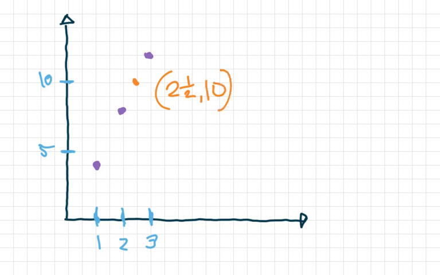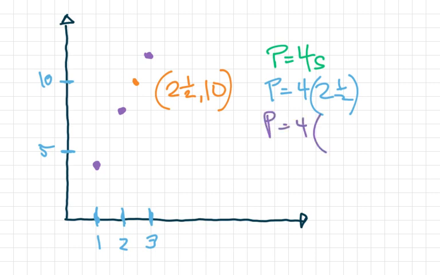Okay. Well, let's think about perimeter equals 4s, right? So P equals 4 times 2.5. We know we have to put that into an improper fraction. So P equals 4 times 5 halves. Do some cross canceling. P is equal to 10. Hey, it works.